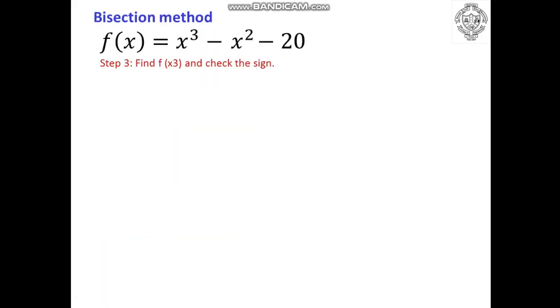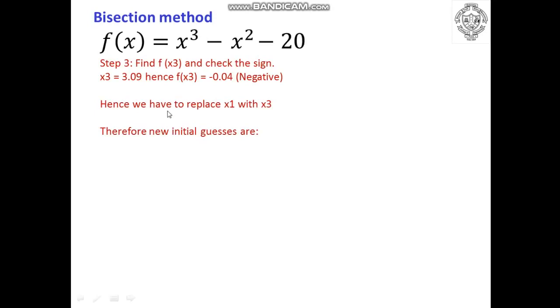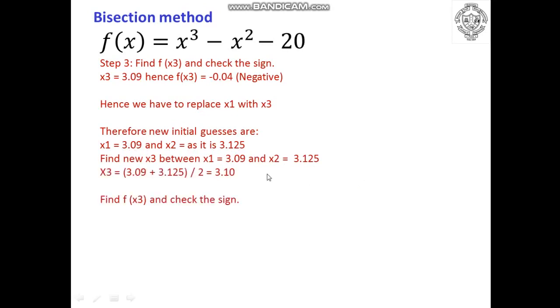So lastly again you have to consider the value of x3 as 3.09, and you have to find out the function. As you can see here, the function is also negative, which is minus 0.04. So you can replace your x1 with x3. So now x1 is replaced as 3.09 and x2 will be as it is, which is 3.125. So the new value of x3 will be 3.10.